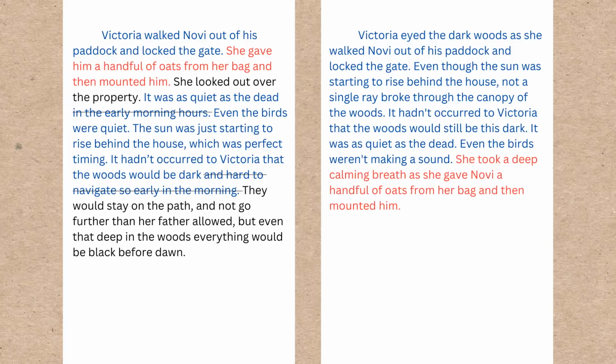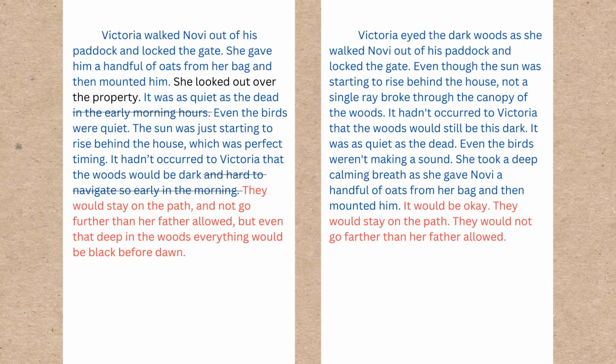Now, I also really like the sentence, "They would stay on the path and not go farther than her father allowed," because to me it creates that sense that she's sort of mentally justifying continuing, sort of like she's talking herself into it. However, I think we can add a little more punch to it and flesh out the sort of mental journey she's going on in this paragraph by writing something like, "It would be okay. They would stay on the path. They would not go farther than her father allowed." I made this choppier than the original to give a stronger sense of anxiety, but you don't have to do this if you think it's too dramatic for what you intended.